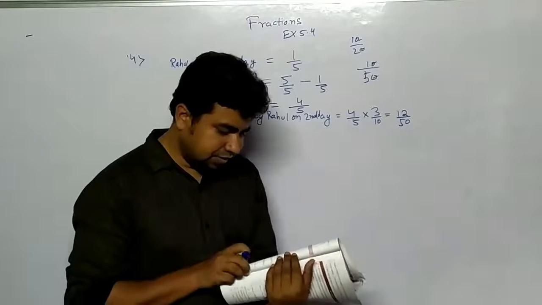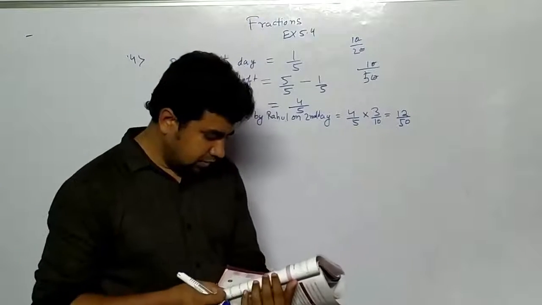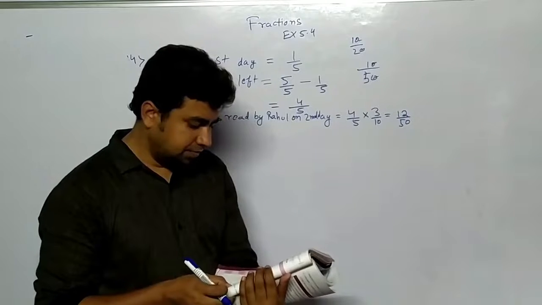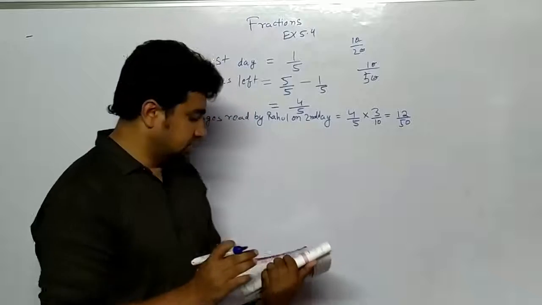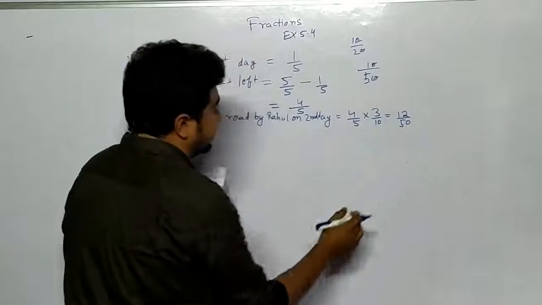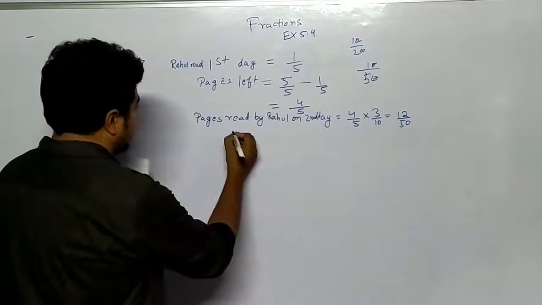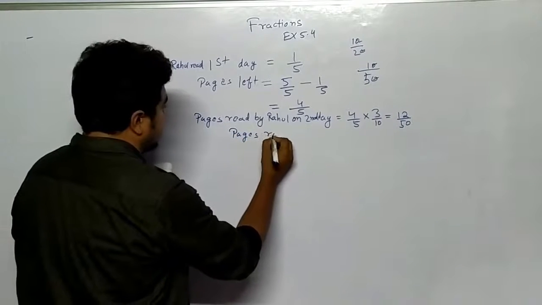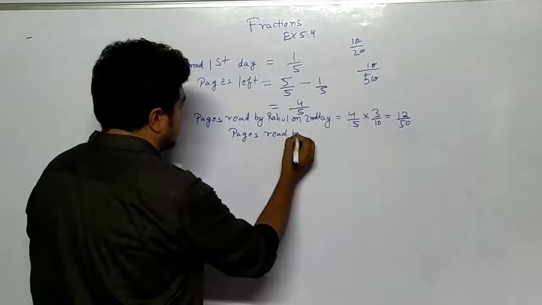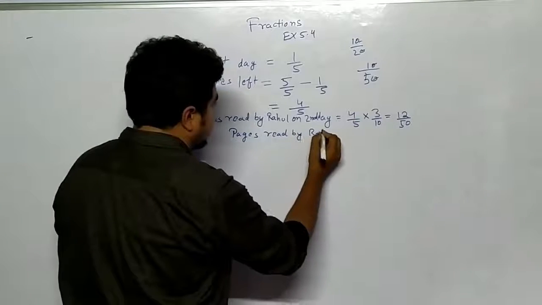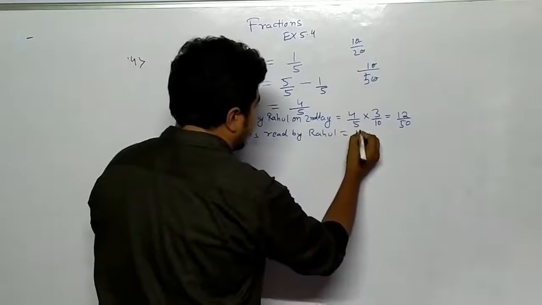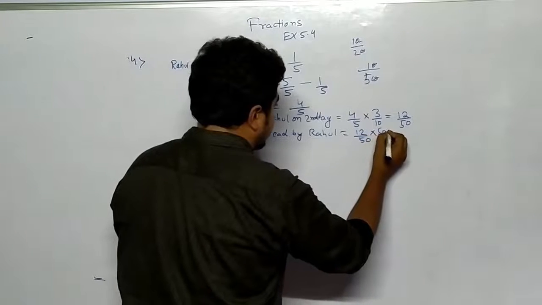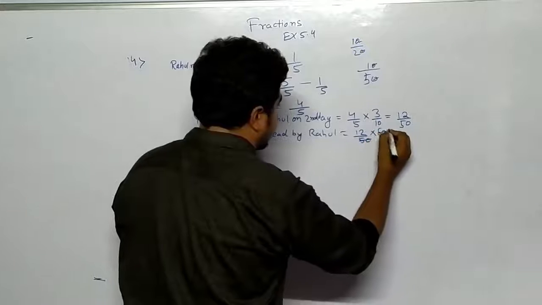So from here you can say, if the book has 500 pages, then how many pages are left unread? Means 12/50 has been read. So pages read by Rahul will be equal to 12/50 into 500.